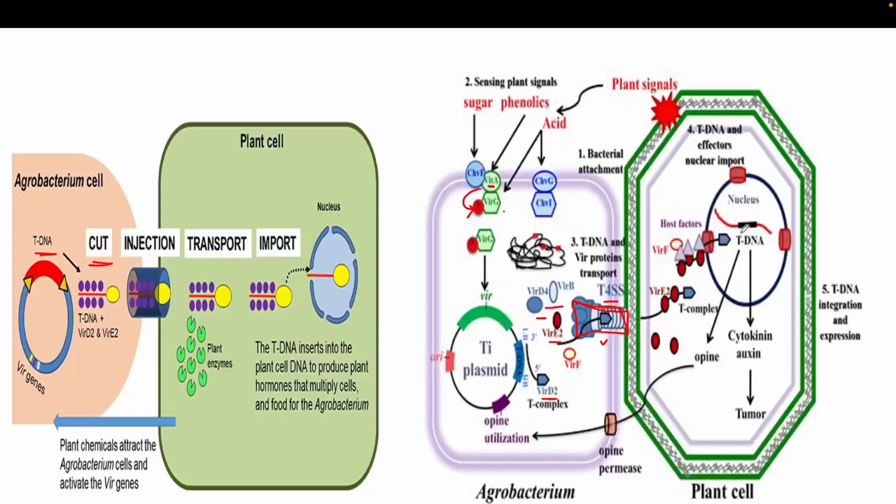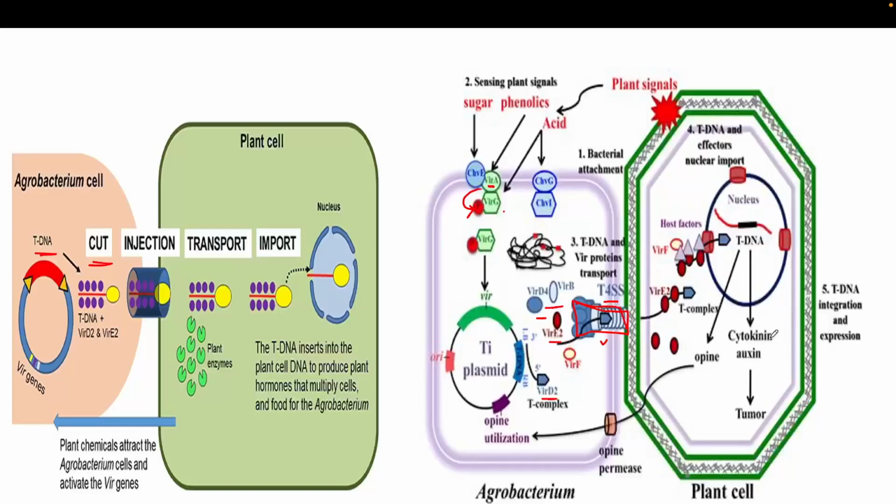Okay, and it will be integrated into the plant genome, and after integration, if suppose your target gene is present, then there will be production of your target protein. And if it is the natural condition, then because it has the cytokinin, auxin and opine genes, it will synthesize cytokinin, auxin and opine, and it will cause the tumor. And when you have the target gene, then it will produce the target protein.